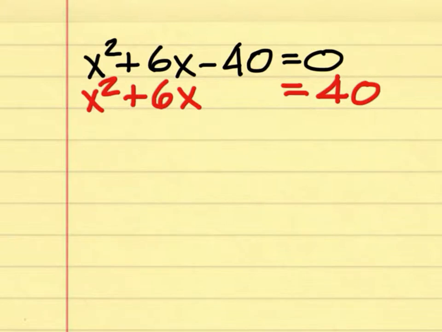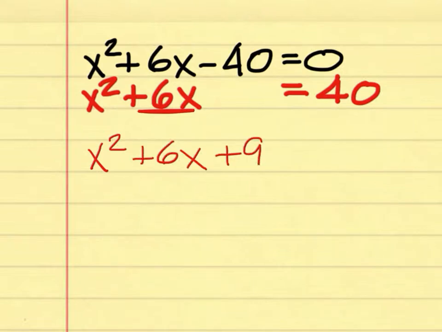Step 2 is to divide the middle term, the coefficient of the middle term, which is 6, by 2. 6 divided by 2 is 3. 3 squared is 9. And what you add to the left side, you add to the right side. Again, half of 6 is 3. 3 squared is 9. You add the 9 to this side and add the 9 to that side.